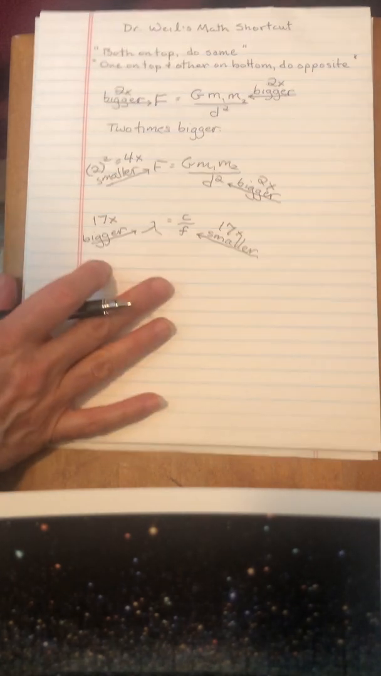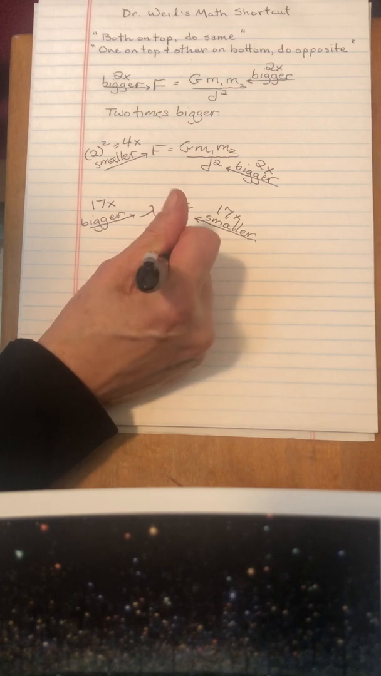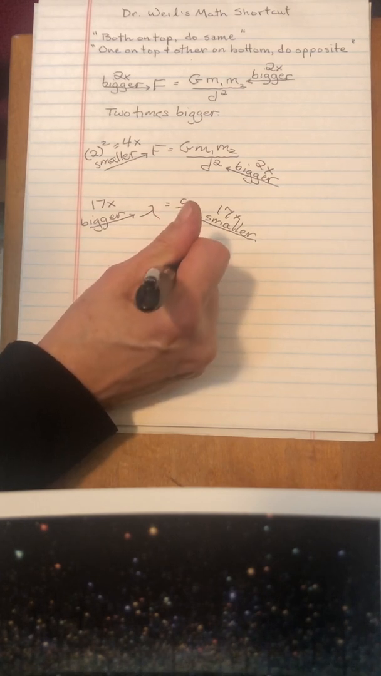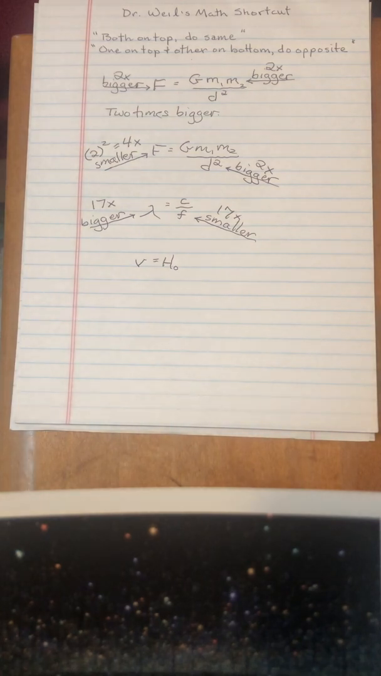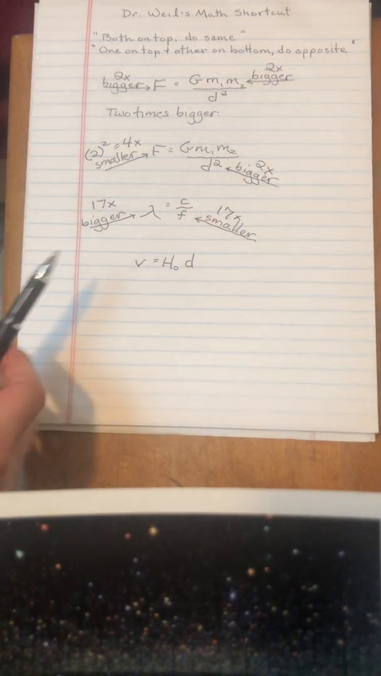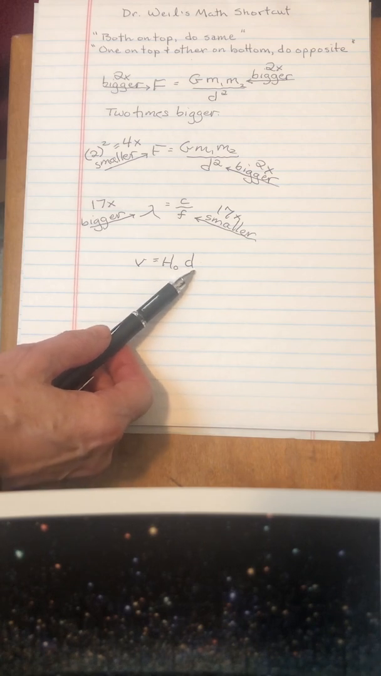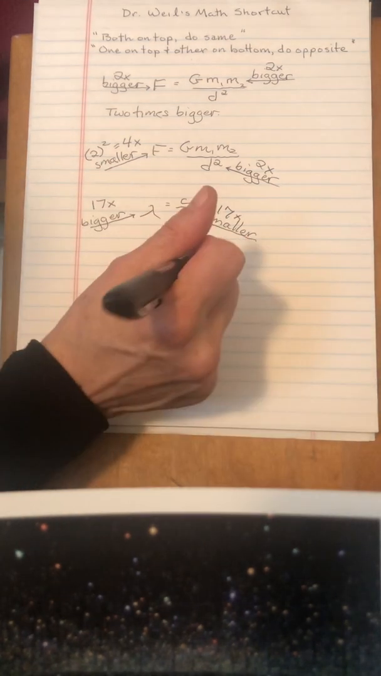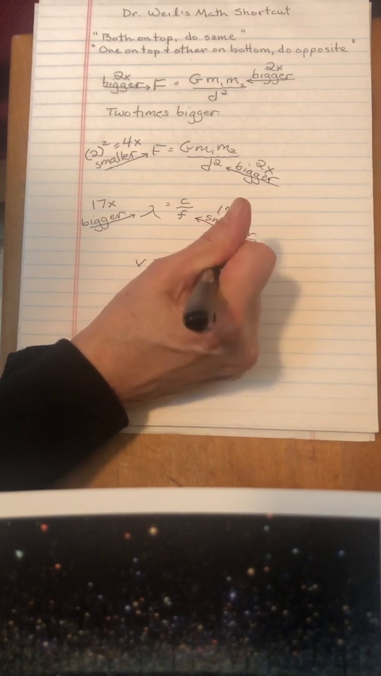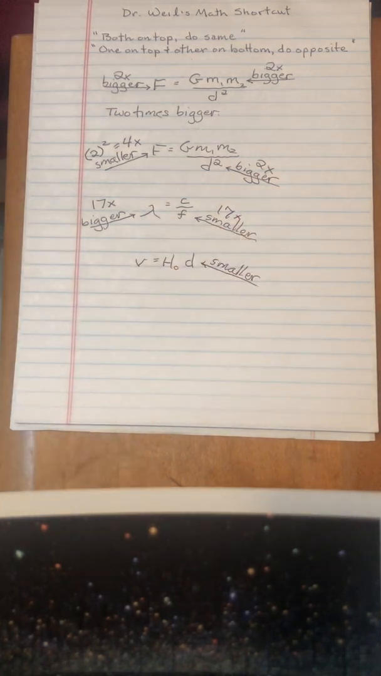Let's try one more. Let us look at the equation that says the velocity of a galaxy in expanding space is equal to the Hubble constant times the distance away from us that galaxy is. So velocity is equal to the Hubble constant times distance. And now, again, just make something up. Let's suppose I make this d smaller. So this distance of a galaxy away from us gets smaller.